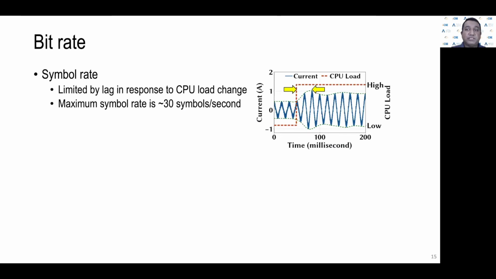Another important aspect of the data exfiltration is the achievable data transfer rate. To understand the limit of data transmission using our approach, we first look at the symbol rate. The symbol rate is determined by how quickly we can alter the power consumption of a computer. Our experiment with a sudden CPU load change reveals that the power change lags the CPU change by nearly 33 milliseconds or 2 full power cycles at 60 Hertz. This limits our symbol rate to 30 symbols per second.